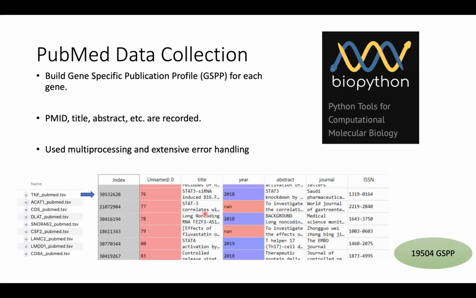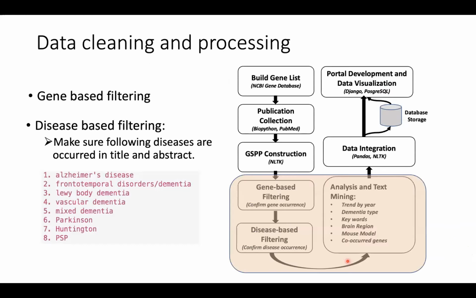During the process, we use multiprocessing because there are millions of publications in PubMed, and we query each gene separately and then build this profile. This is our initial data, and there are almost 19,000 genes. The GSPPs are built after the first step of data collection.